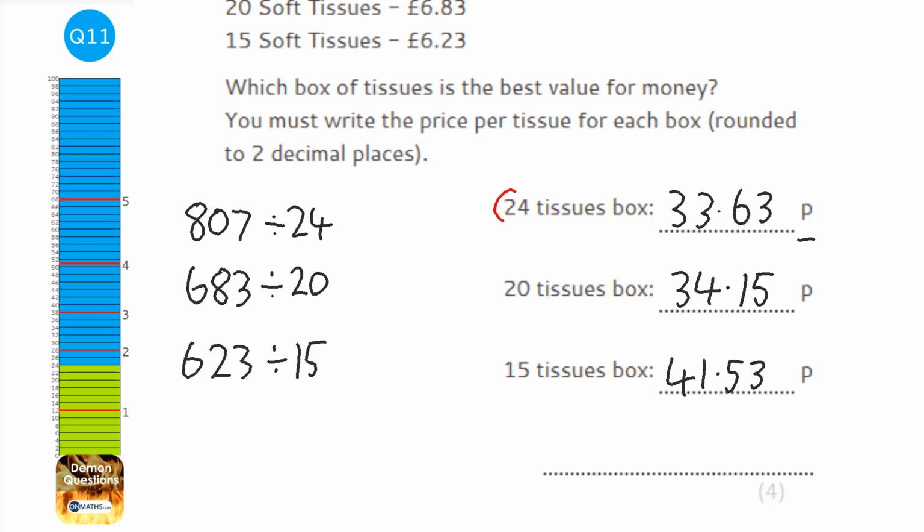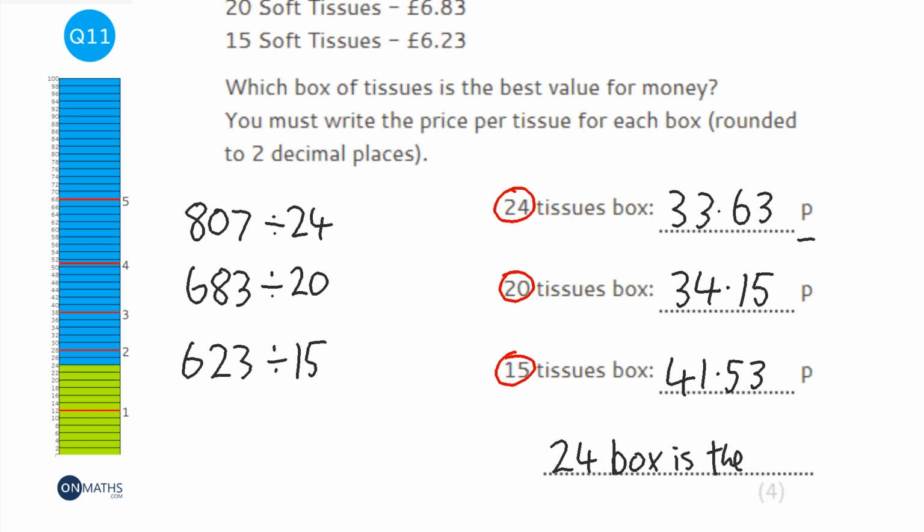Okay, the last bit of the question is to work out which one is best value for money. Well, on 24 box they cost 33.63 pence. For 20 boxes, they cost 34.15 pence each, and 15 tissue box is 41.53 pence each. So the 24 tissue box is the cheapest, or is the best value. And in your answer in the exam, you just explain that it's the cheapest price per tissue.